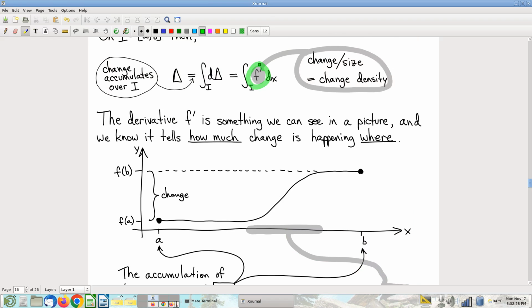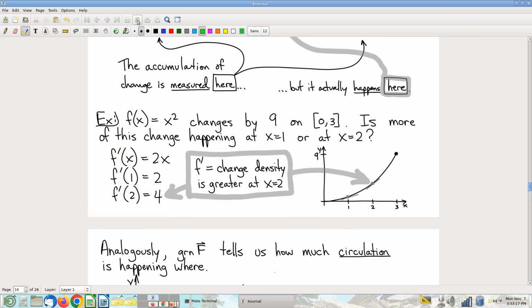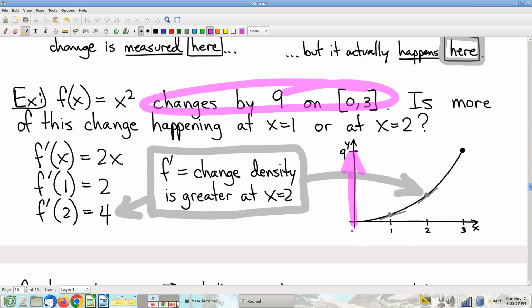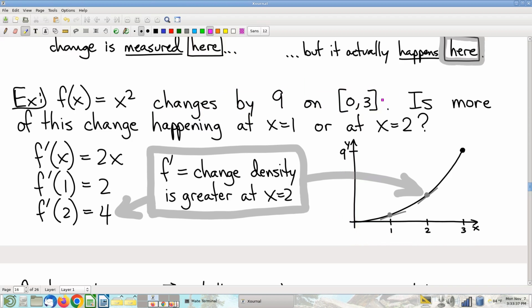Furthermore, not only does the derivative, my integrand of my new integral, the interior integral you might call it, tell you where this quantity change is actually happening, it also tells you how much change is happening there. And so you look down at this example. This is where we ended last time. Sure, there's a certain amount of change that happens for that function between 0 and 3. The function increases by 9, so there's a change of 9. Okay, where is there more of it? Is there more change happening here at 2, or is there more change happening here at 1?